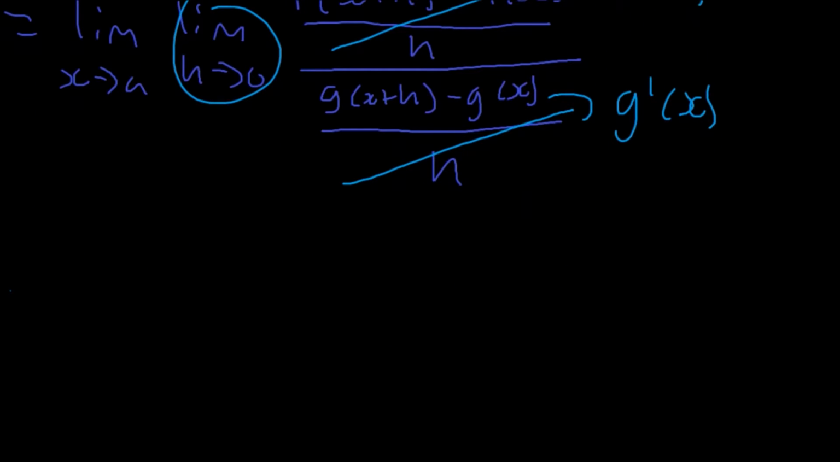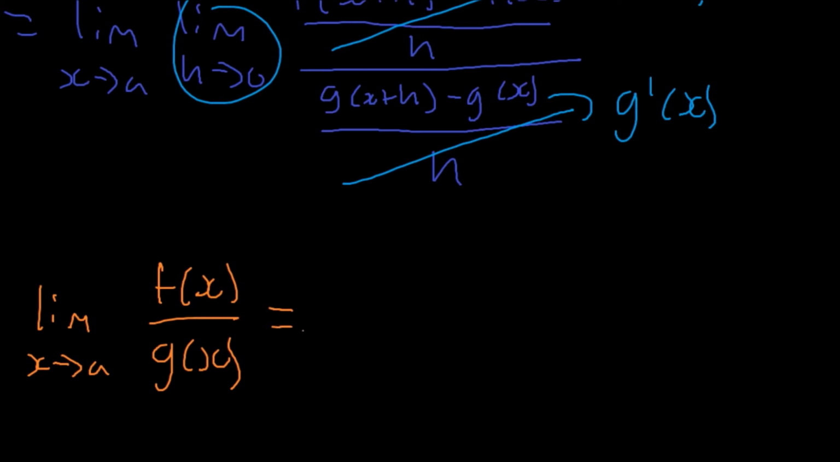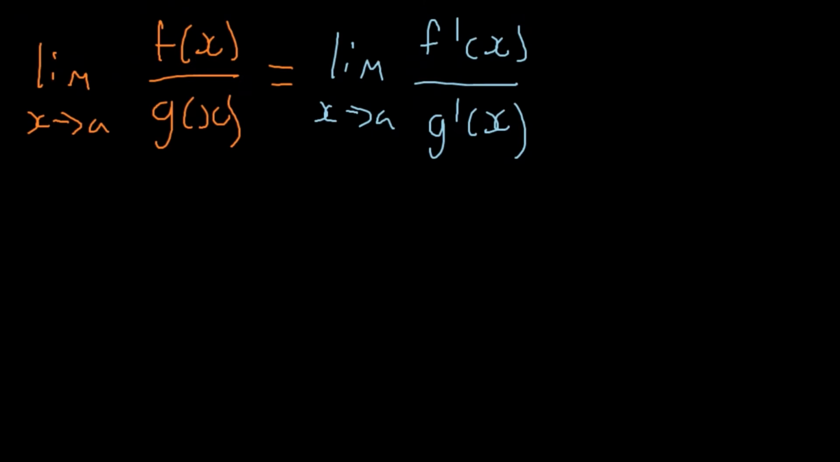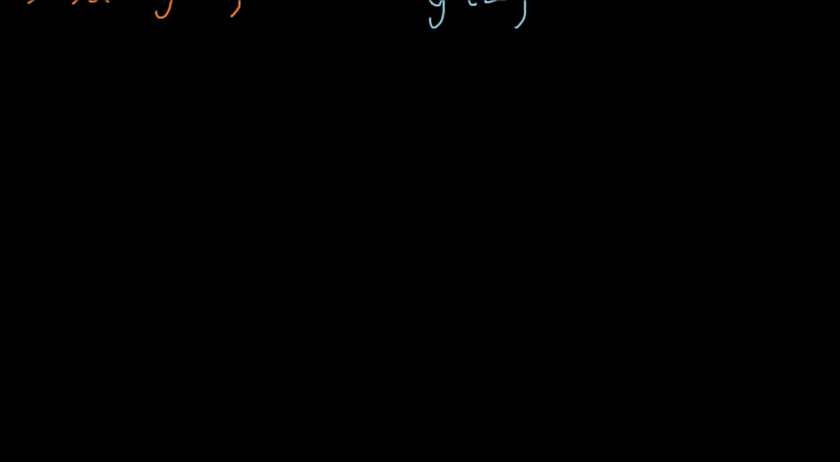So now, our final limit, let's write out what we started with. Final limit as x approaches a of f of x over g of x equals the limit as x approaches a of f prime of x over g prime of x. So now that we have this L'Hopital's rule established, let's see a quick example of how we could use this to find a quick limit.